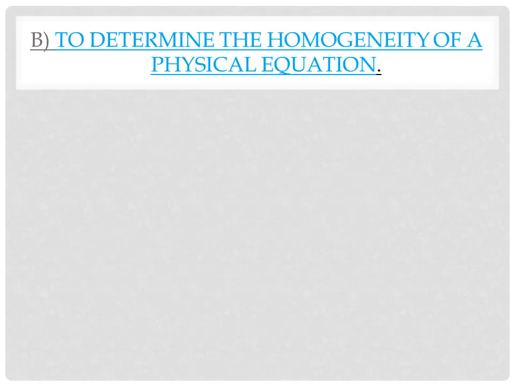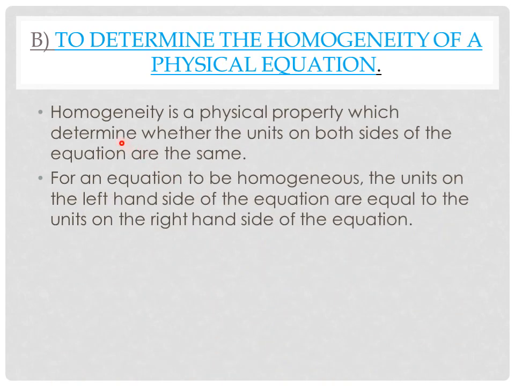The second use of dimension is to determine the homogeneity of a physical equation. What is that big term all about? It's simple. Homogeneity is a physical property which determines whether the units on both sides of the equation are the same. If the units on both sides of the equation are the same, then the equation is homogeneous.